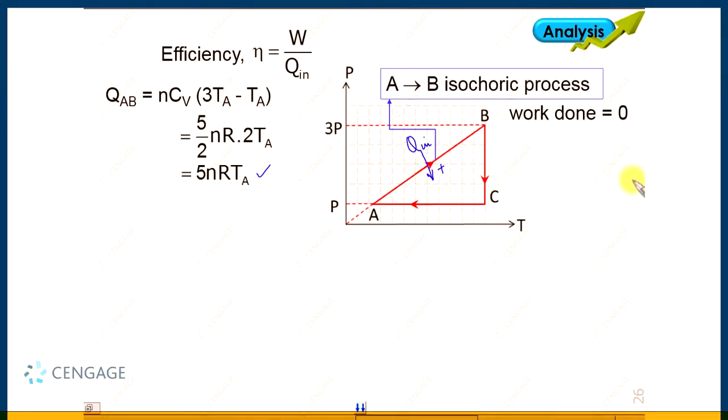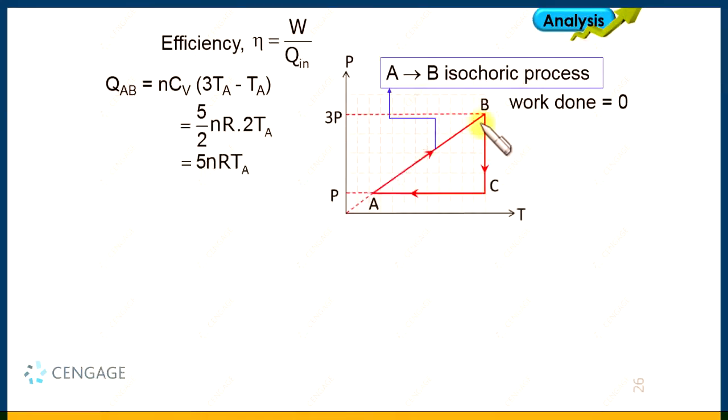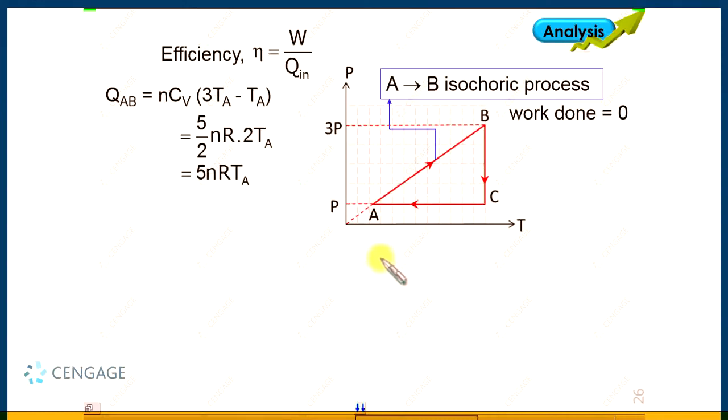Now, let us move to process B to C. From B to C we can observe that temperature is constant, and if temperature is constant, that means this is an isothermal process, and in an isothermal process we have the direct formula for calculating work done. We have the first law of thermodynamics as Q equal to delta U plus W. In an isothermal process the temperature is not changing, that means delta U is 0, that means Q equal to W. That means if we calculate W, we can find the value of Q directly.